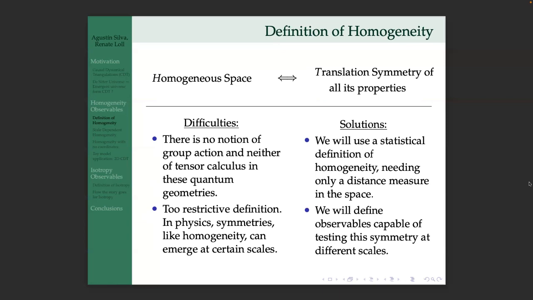So we would take a more statistical point of view, and we will take a definition of homogeneity as a space that looks the same everywhere at a given scale. I will formalize that later. And we will define observables capable of testing this symmetry at different scales.